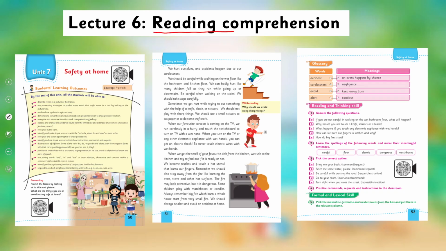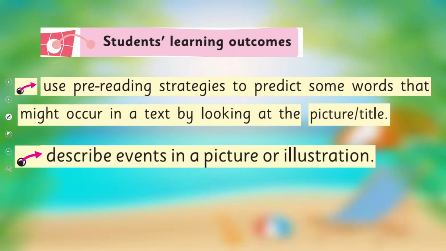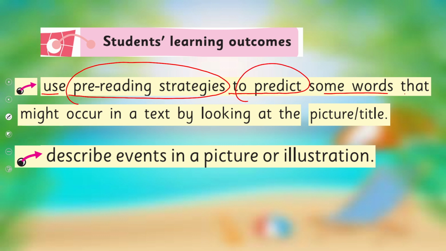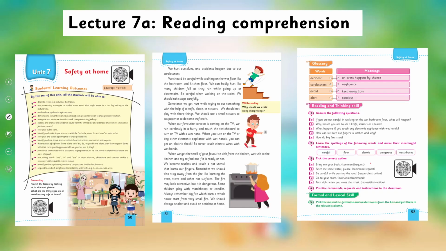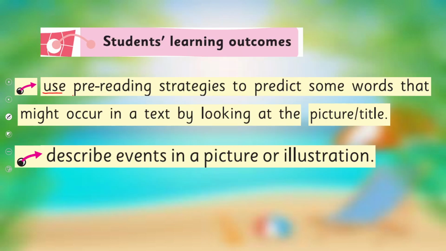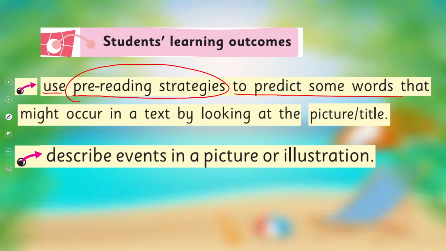Lecture 6 will start reading and understanding of the text and will cover the SLO to use pre-reading strategies to predict some words that might occur in a text by looking at the picture or title, describe events in a picture or illustration. Lecture 7A will continue and complete reading, understanding, and comprehension of this unit, and will cover the SLO again. Use pre-reading strategies to predict some words that might occur in a text by looking at the picture or title, describe events in a picture or illustration.